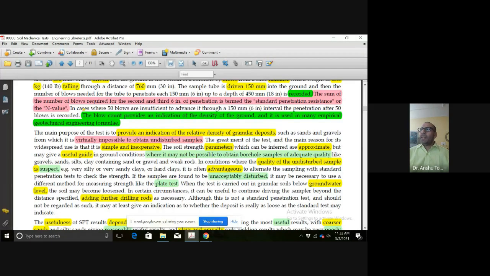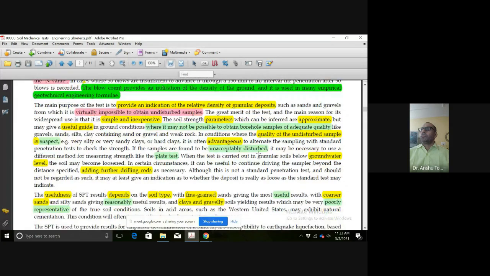The soil strength parameters which can be inferred are approximate. So it is not giving exactly 100% correct, but it is approximate. But it is very useful in guiding the ground conditions. Quality of undisturbed sample is suspect. That is, in case we are not getting good results from this method, but still it is advantageous for hard clays, sandy clays, where it is going to give very close answers. Because it depends upon the soil strata.